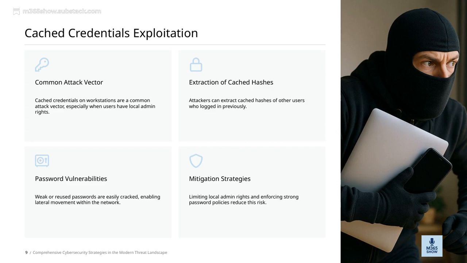Cached credentials are a common attack vector, and understanding this helps us realize why controlling local admin rights and strengthening password policies are so important. These measures help protect against attackers who might try to exploit stored credentials to infiltrate our networks.